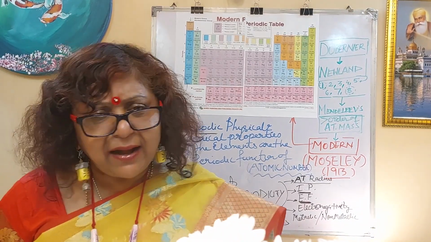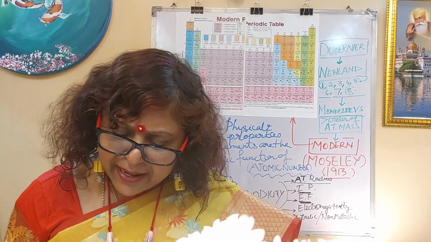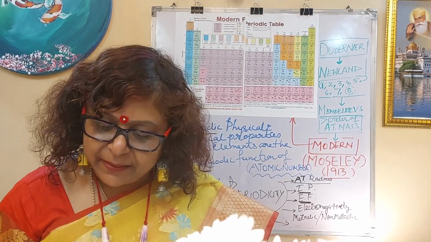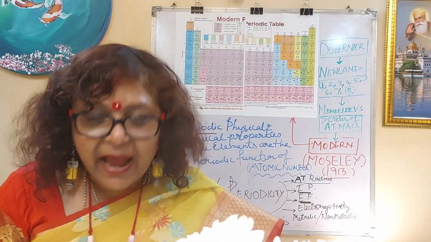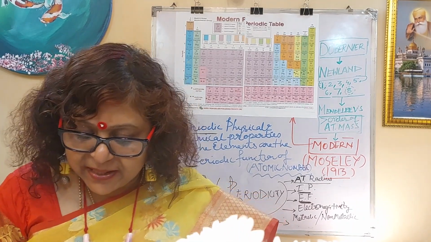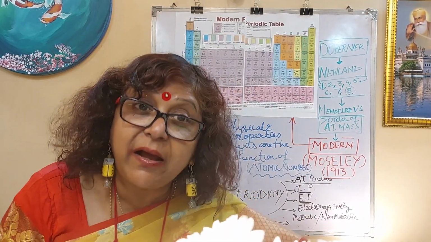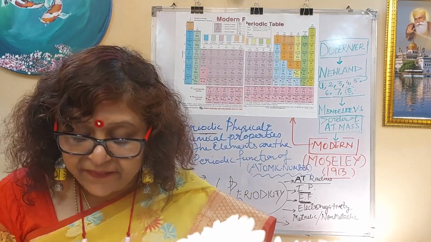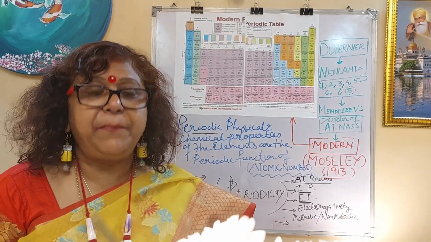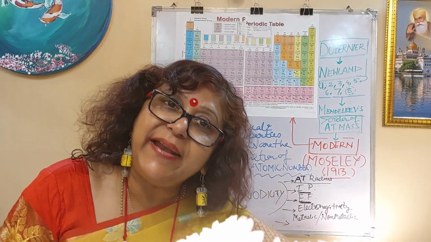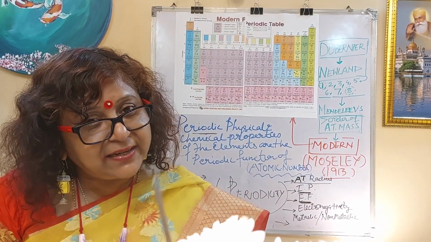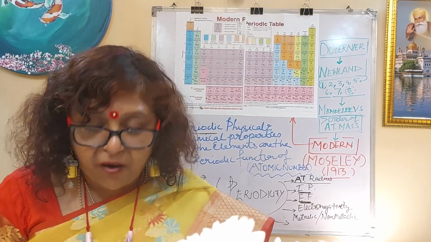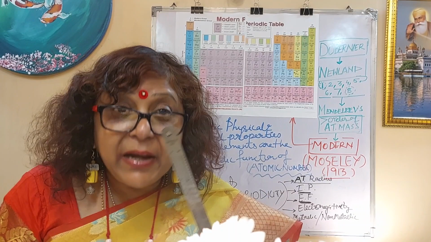If you want to know the exact definition of periodicity, you should write that the modern periodic table is an arrangement of elements in increasing order of their atomic numbers, and on this criterion the modern periodic table is based. And periodicity of properties means occurrence of characteristic properties of the elements at definite intervals in the modern periodic table. When the elements are arranged in increasing order of their atomic numbers and the properties are repeated at definite intervals, the keyword is recurrence of the properties at definite intervals.